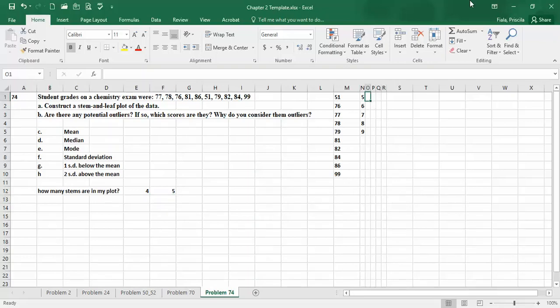Okay, now let's start plotting the information. On the five stem, we have one. On six, we have nothing. On seven, we have six, seven, eight, and nine. And on eight, we have one, two, four, six, and nine. On nine, we have nine. Okay, so that's done.